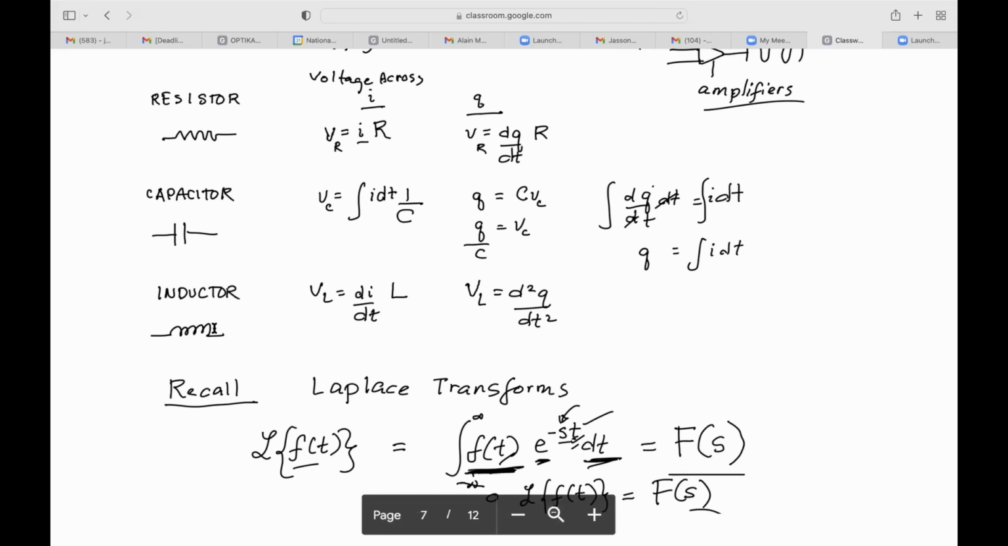And finally, the inductor. We say that the voltage across the inductor is proportional to the change in current times the inductance, L. And in terms of charge, we can have V_L, please put an L here, V_L is equal to d squared Q over dt squared times L, the inductance.